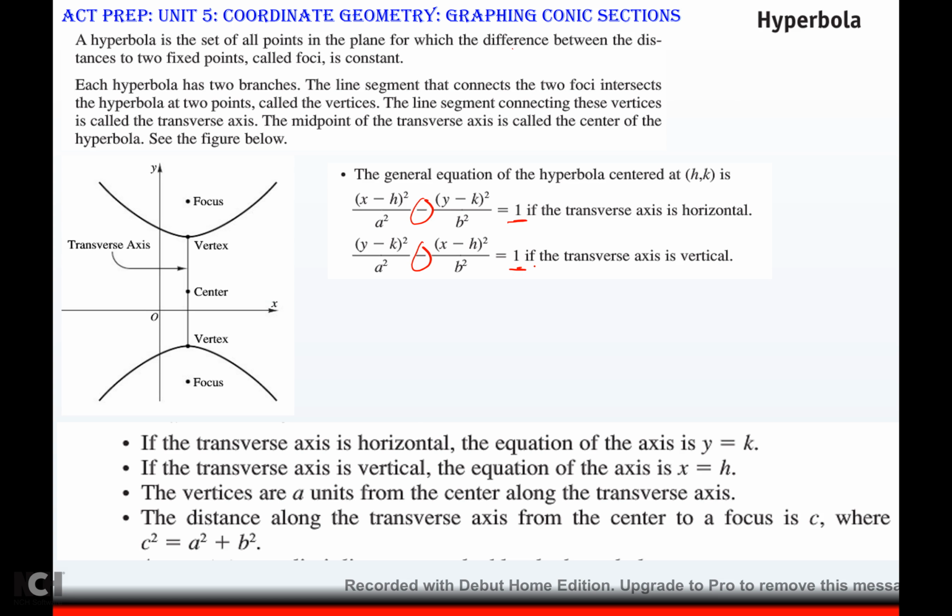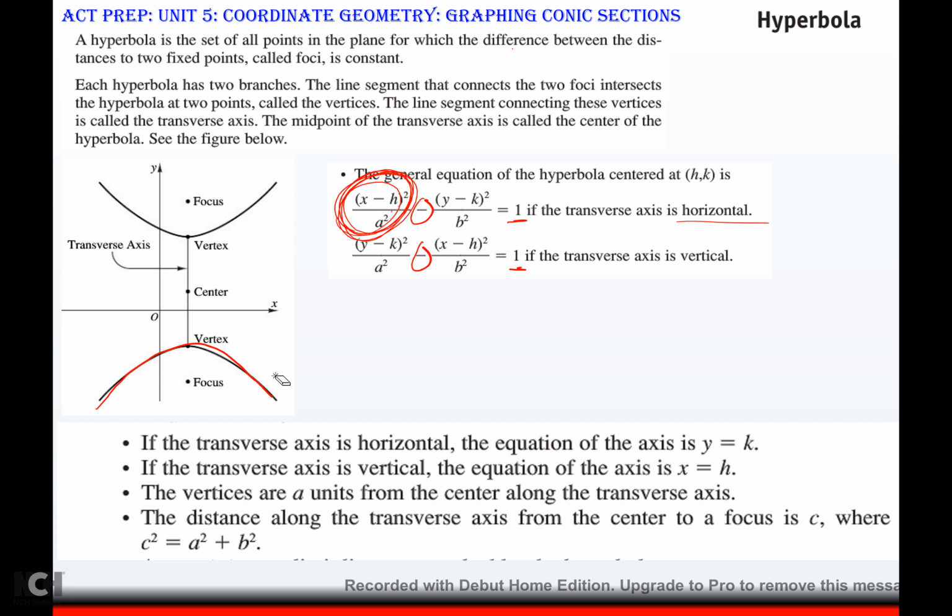Okay, so a general equation for the hyperbola centered at h, k, if the x quantity comes first, in other words, in front of the minus, then your axis is going to be horizontal, which means your hyperbola will look like this. Your two little, basically halves of ellipses, will point at each other horizontally, okay? But the transverse axis is horizontal.